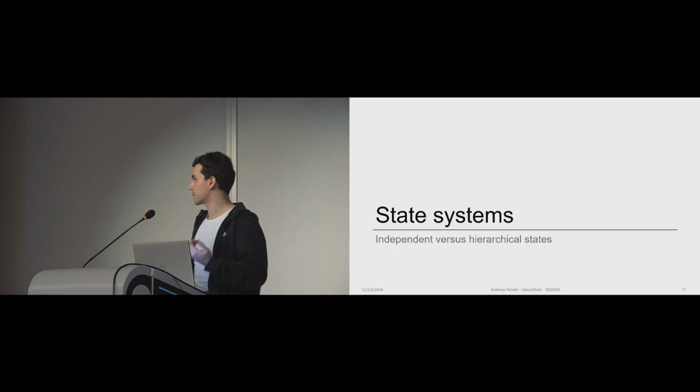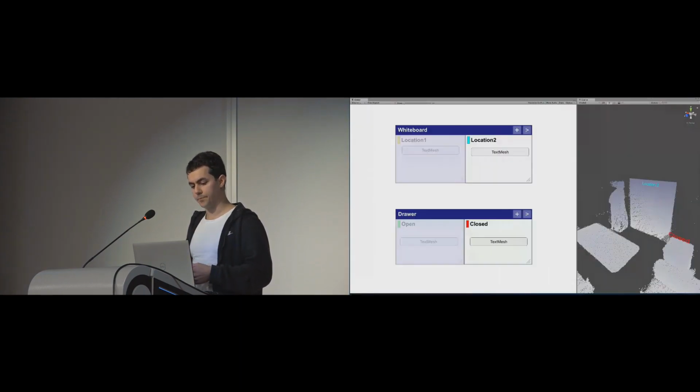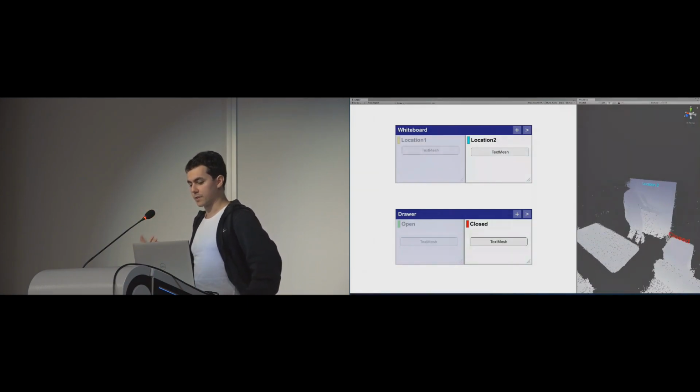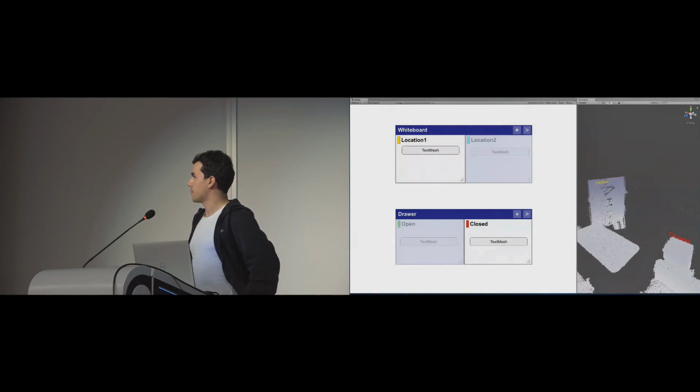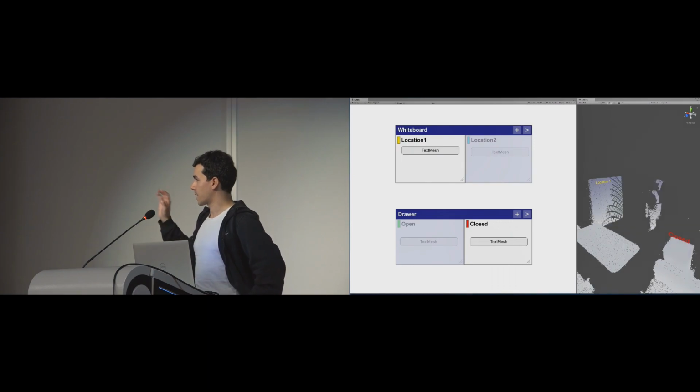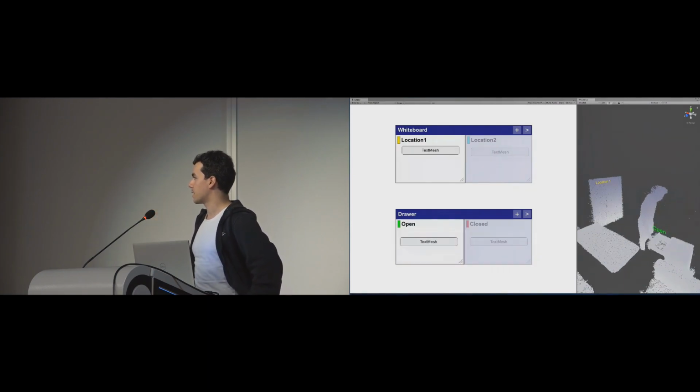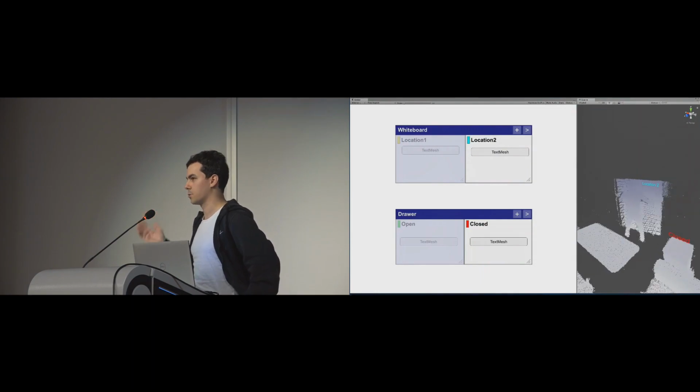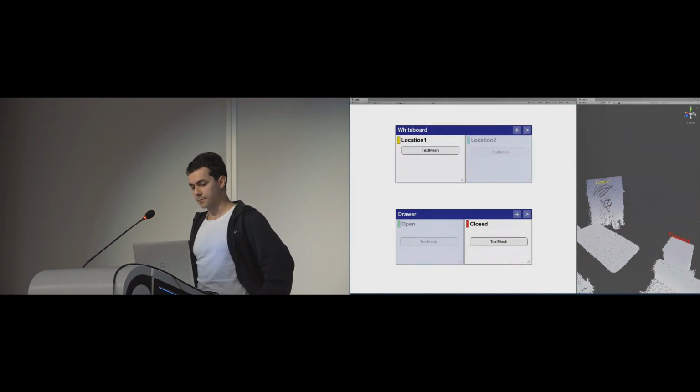Okay, so these were only some simple examples, and now I want to talk a bit more in generic terms of what kind of state systems you could build in SpaceState. All right, and in particular, I want to focus on independent states versus hierarchical states. And so here's an example for independent states, which is, again, pretty straightforward. So it basically means that you have state identifiers which just coexist, and so the whiteboard location, for instance, is completely independent of whether or not the drawer is open. So, very simple example.